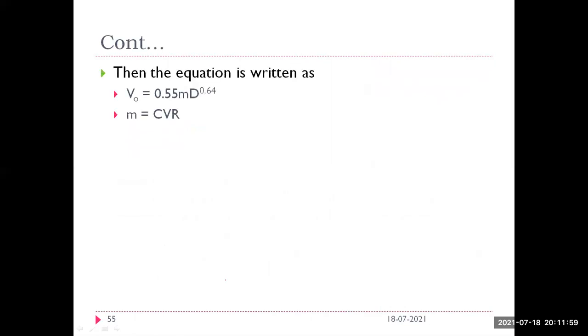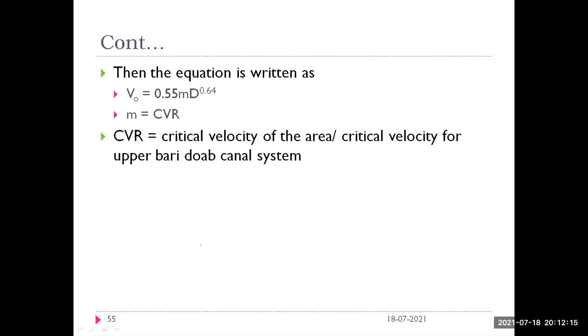So the equation now becomes V naught is equal to 0.55 m into d power 0.64, where m is the critical velocity ratio, which gives importance to the silt factor. The critical velocity ratio is equal to the critical velocity of the area divided by the critical velocity for the Upper Bari Doab canal system, because we made observations on that particular system. So CVR, that is m, is the critical velocity of the area to the critical velocity of the Upper Bari Doab canal system.